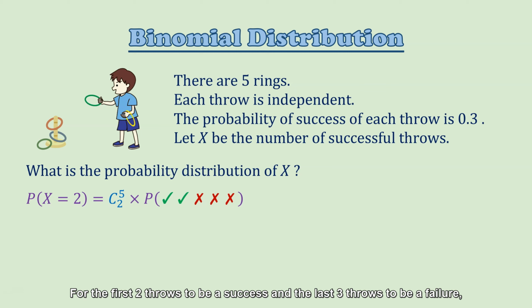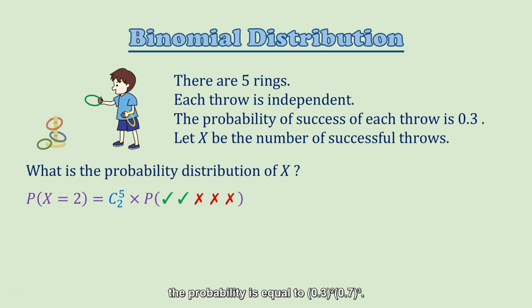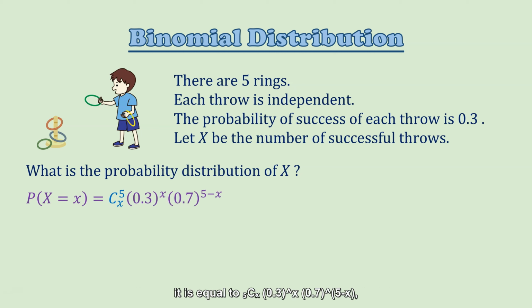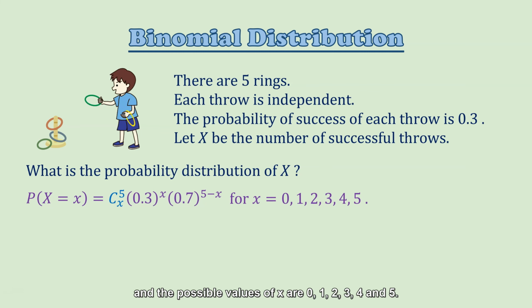So this probability can be calculated in this way. For the first 2 throws to be a success and the last 3 throws to be a failure, the probability is equal to 0.3 squared times 0.7 cubed. Therefore, the probability that X is equal to 2 can be evaluated by this expression. From this pattern, we can see that in general, the probability that capital X is equal to small x is 5Cx times 0.3 to the power x times 0.7 to the power 5 minus x. And the possible values of x are 0, 1, 2, 3, 4, and 5.